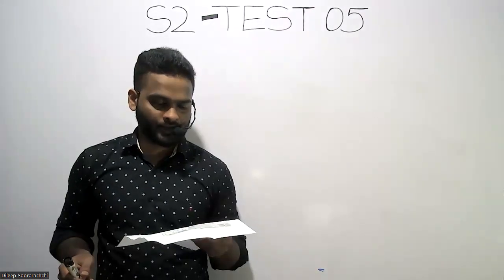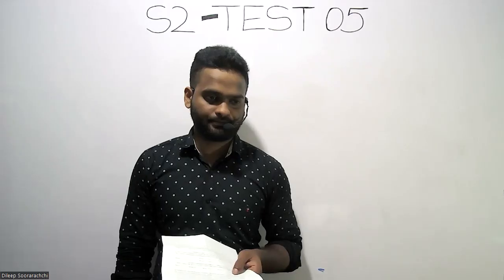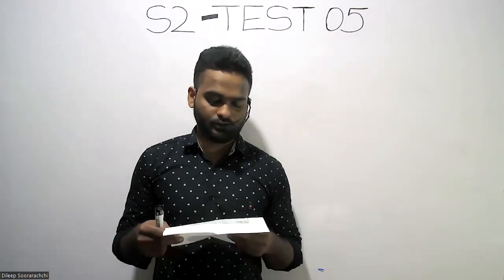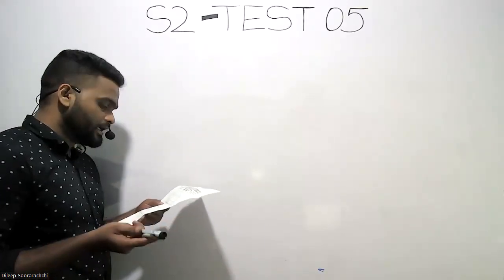Fourth question. 24 musical forks are arranged in ascending order of their frequency. When any two consecutive musical forks are vibrated, 4 Hz of beat frequency can be heard. If the frequency of the last musical fork is twice the frequency of the first musical fork, the frequency of the last musical fork is? So this looks complicated, but it's an easy question if you clearly understand that.